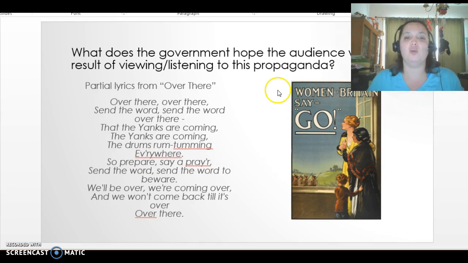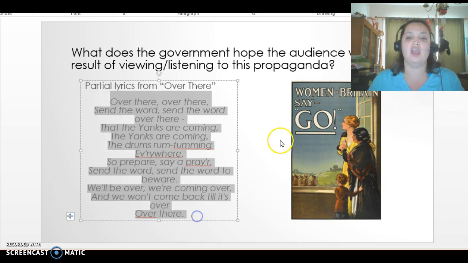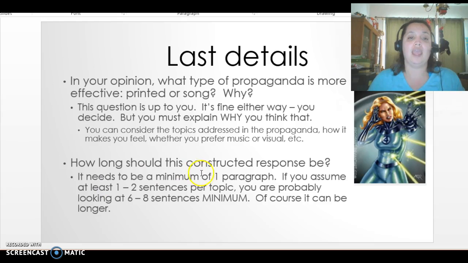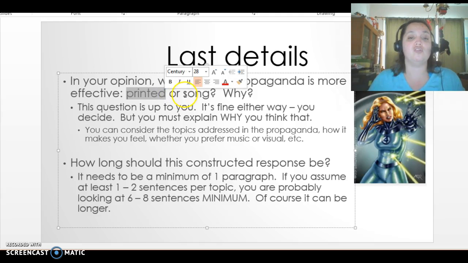And what does the government hope the audience will do? This is more of that song that I did a moment ago over there. Does the government want the audience to support the war? Do they want them to attack the war or become dissenters? What is this poster trying to get people to do? And then last, again, your opinion. Is it better to have printed propaganda, those posters, or is it better to have songs? And it doesn't matter, again, as long as you give some answers.